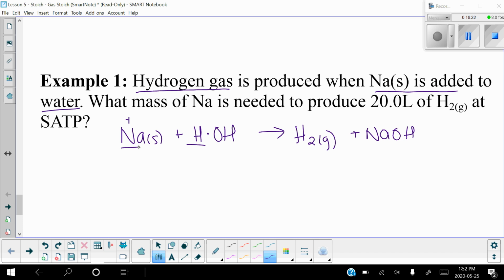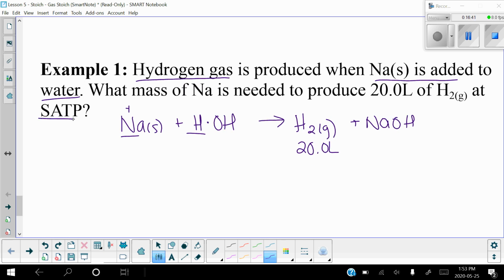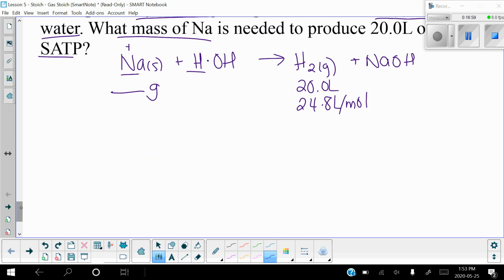Okay, let's label what we have here. We have 20 liters. Let's write it with all the significant digits. 20.0 liters of hydrogen gas at SATP. At SATP, so that's 24.8 liters per mole. What mass of sodium is needed to produce that 20 liters? So we're looking for grams of sodium. Okay. Once you've listed everything, we can begin Stoich.